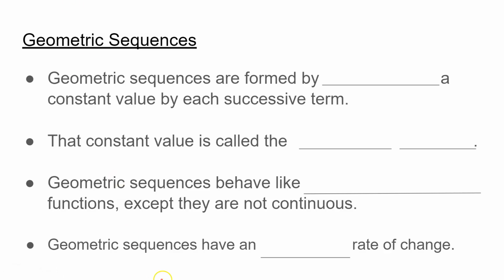Let's just look briefly at what a geometric sequence is. We probably won't get to do the problems here, but let's get this part filled in. So a geometric sequence is formed by multiplying a constant value by each successive term. That constant value is called the common ratio.